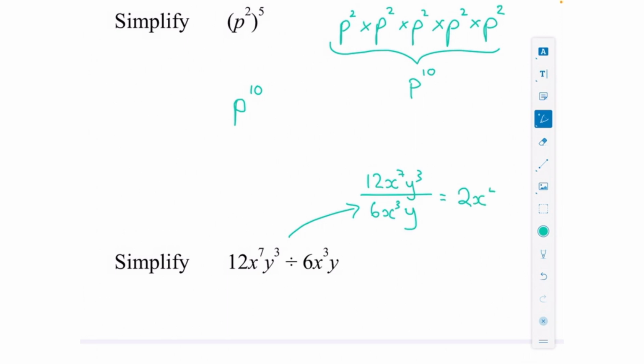And then think of this y on the bottom here as having a power of 1. We don't put the power of 1, but that's what it has. Y cubed divided by y to the power of 1. Again, we're going to take away those powers, so we're left with y squared, and that would be our answer for that one.